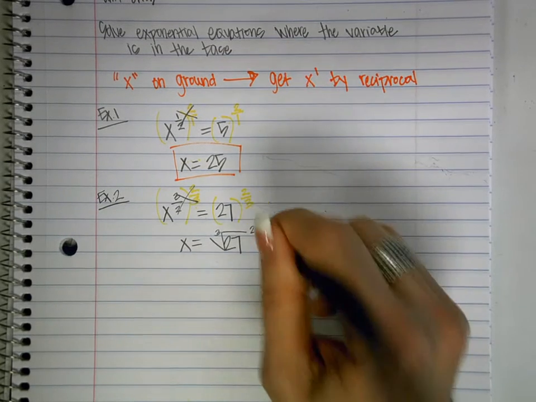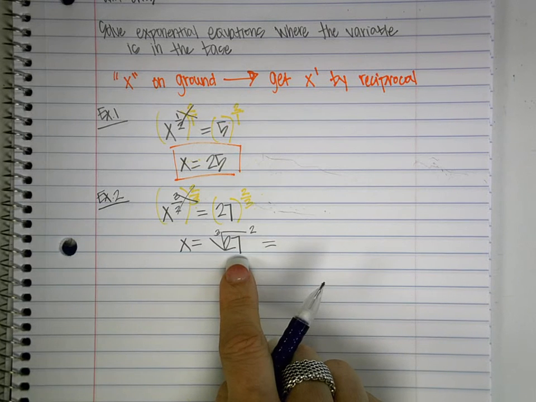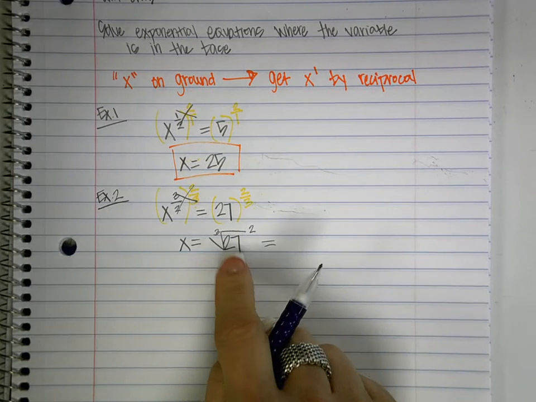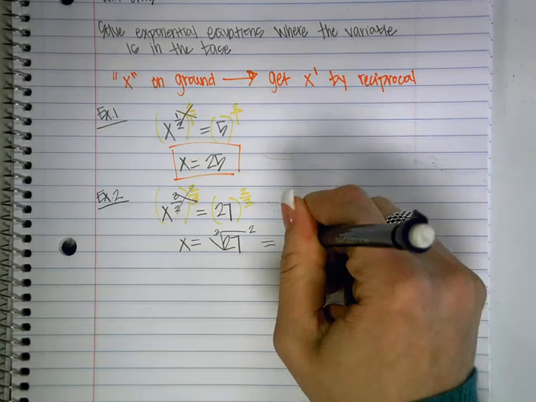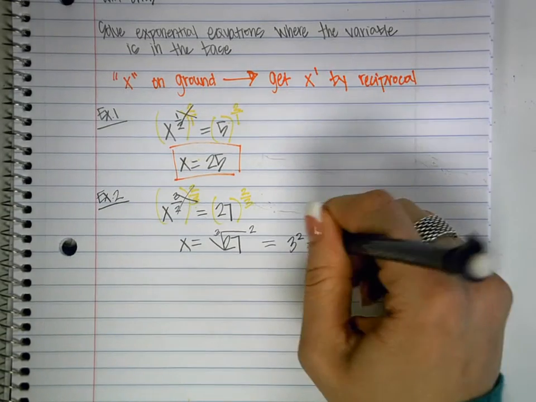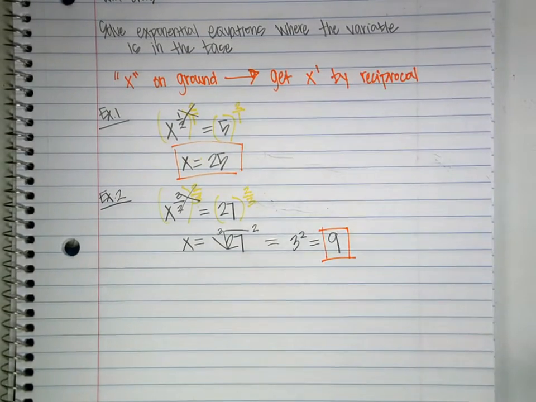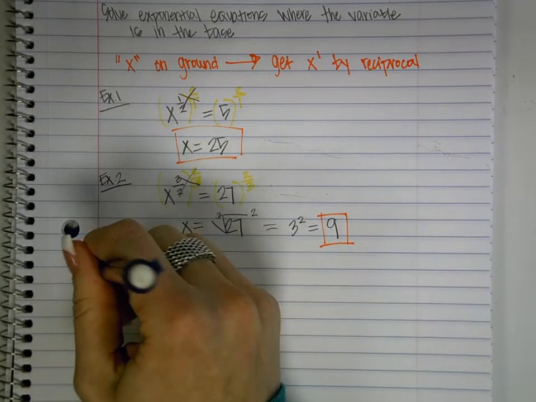From here, you could do 27 squared first, but that's a really big number, so I would prefer to do what's underneath first. What is the cube root of 27? 3, and 3 squared equals 9. That's your answer. So you guys have done this before. We dealt with this in unit 7. Questions so far?